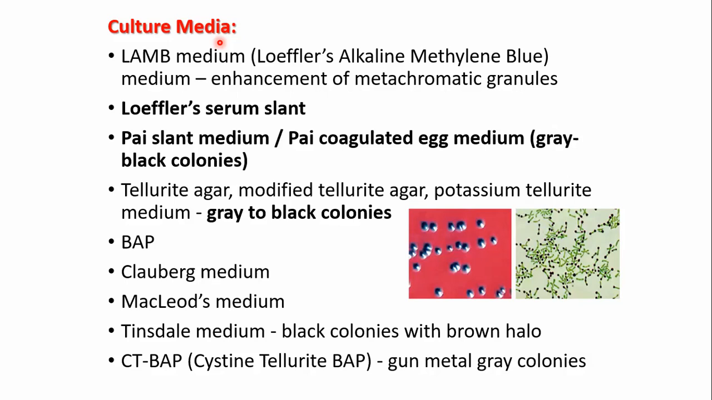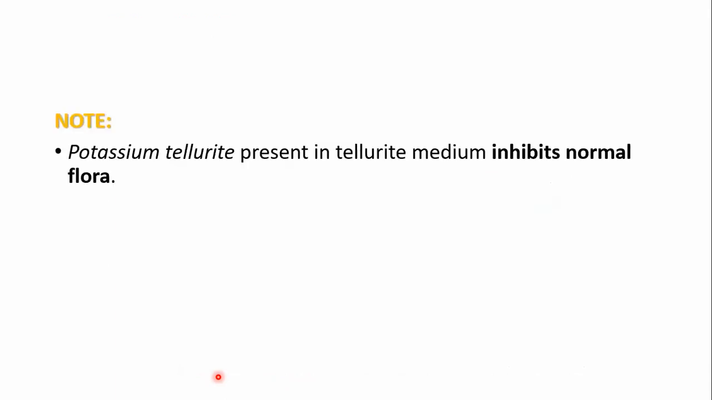colonies. You can also possibly use the tellurite agar, the modified tellurite agar, or potassium tellurite medium, wherein it produces gray to black colonies. Blood agar plate, Clauberg medium, MacLeod's medium, Tinsdale medium. You can also use the CT-BAP or the cysteine tellurite blood agar plate. Again, these are the culture media for Corynebacterium diphtheriae. Please take note that potassium tellurite is an inhibitor that is present among the culture media of Corynebacterium, which inhibits normal flora.